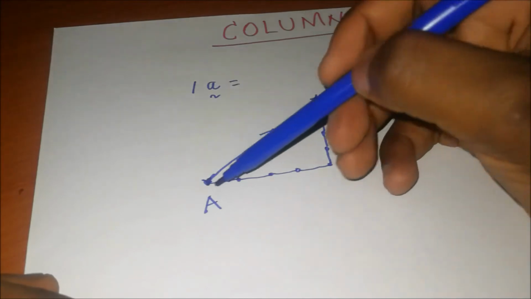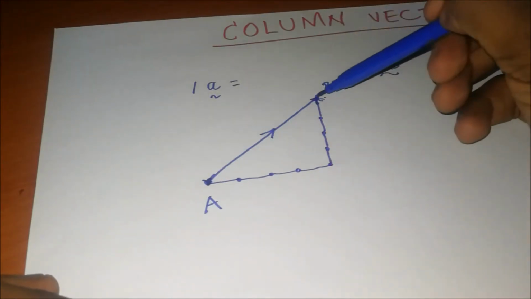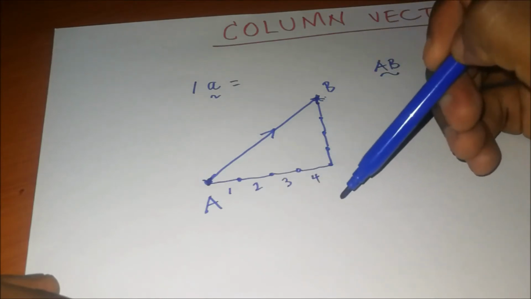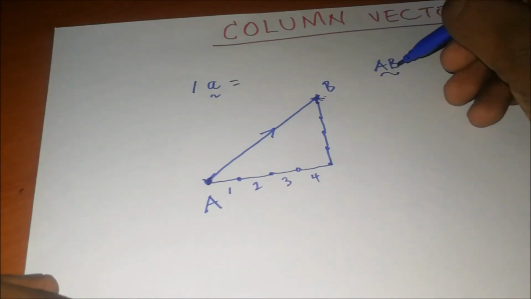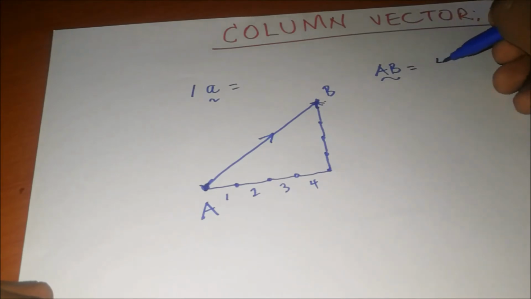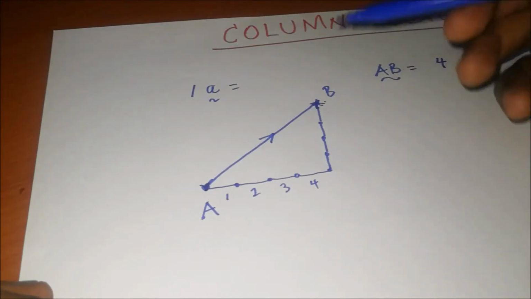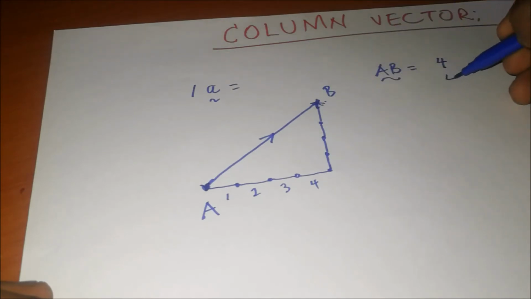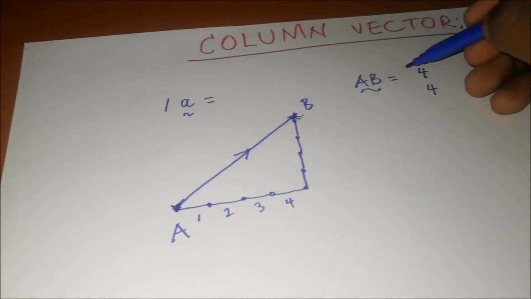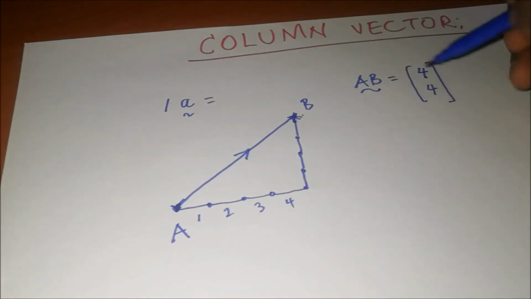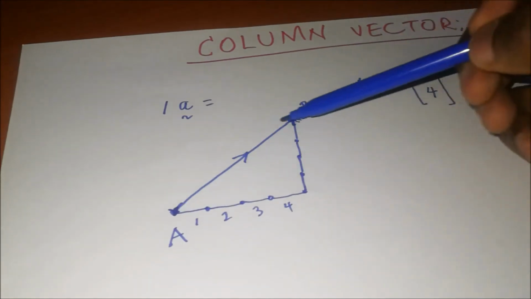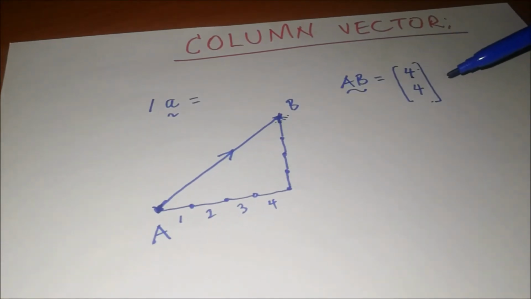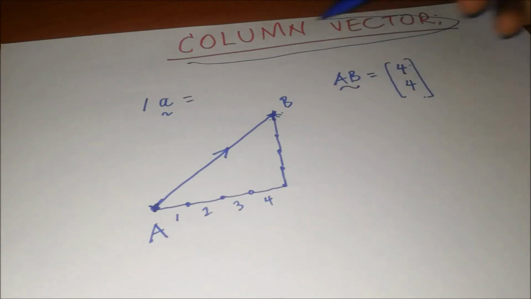So for me to move from point A to point B, I moved 1, 2, 3, 4 steps in the x direction. So AB is given by: I moved 4 steps in the x direction. Then I also moved 1, 2, 3, 4 steps in the y direction. So that is 4 steps in the y direction. And so I would represent it like that. Vector AB is (4, 4). Now this kind of presentation of a vector is what we call a column vector.